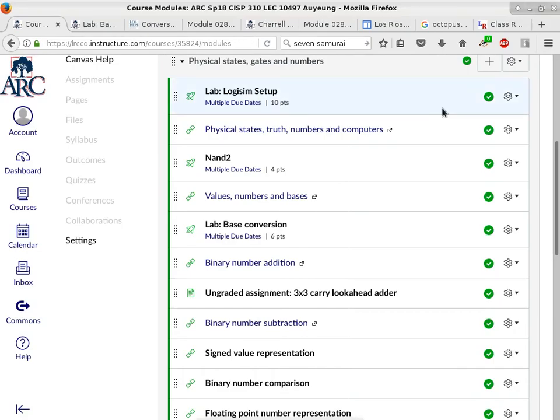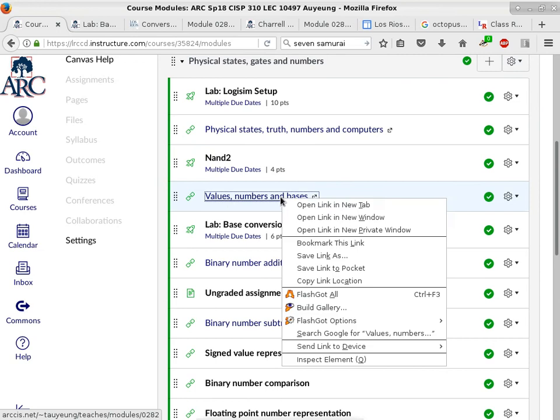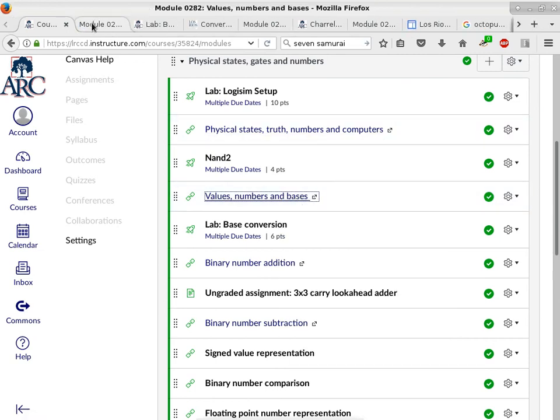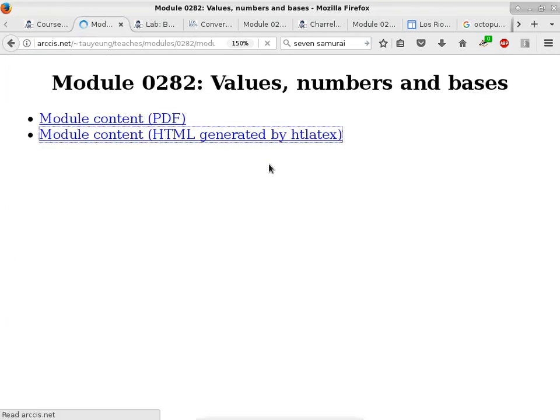All right. So what we'll do today is I'm going to finish up values, numbers, and bases, because there's one little activity at the end of that document that I want to bring to your attention. So let me go there first, and then we'll move on and talk about how to add numbers in binary. I'm going to bring this up and just scroll all the way to the end.